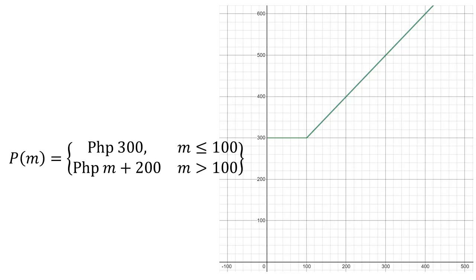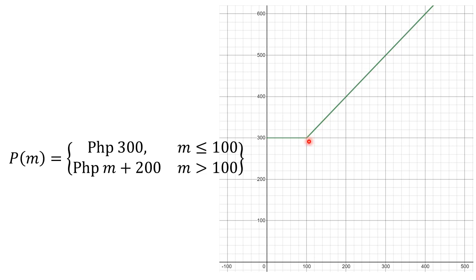Kapag nag-graph natin yung piecewise function na to, yung example natin, the function of payment, which is a function of messages, makikita natin na, tingnan nyo, yung graph niya is weird. So, which is evident na dalawa yung sub-functions natin, or binubuo ng sub-functions yung function natin. Kasi makikita nyo na dapat yung graph niya, mahahati nyo rin sa dalawa. So, yung graph, dito sa graph, from 0 to 100, straight line lang siya na nakatapat sa 300 na value ng y.